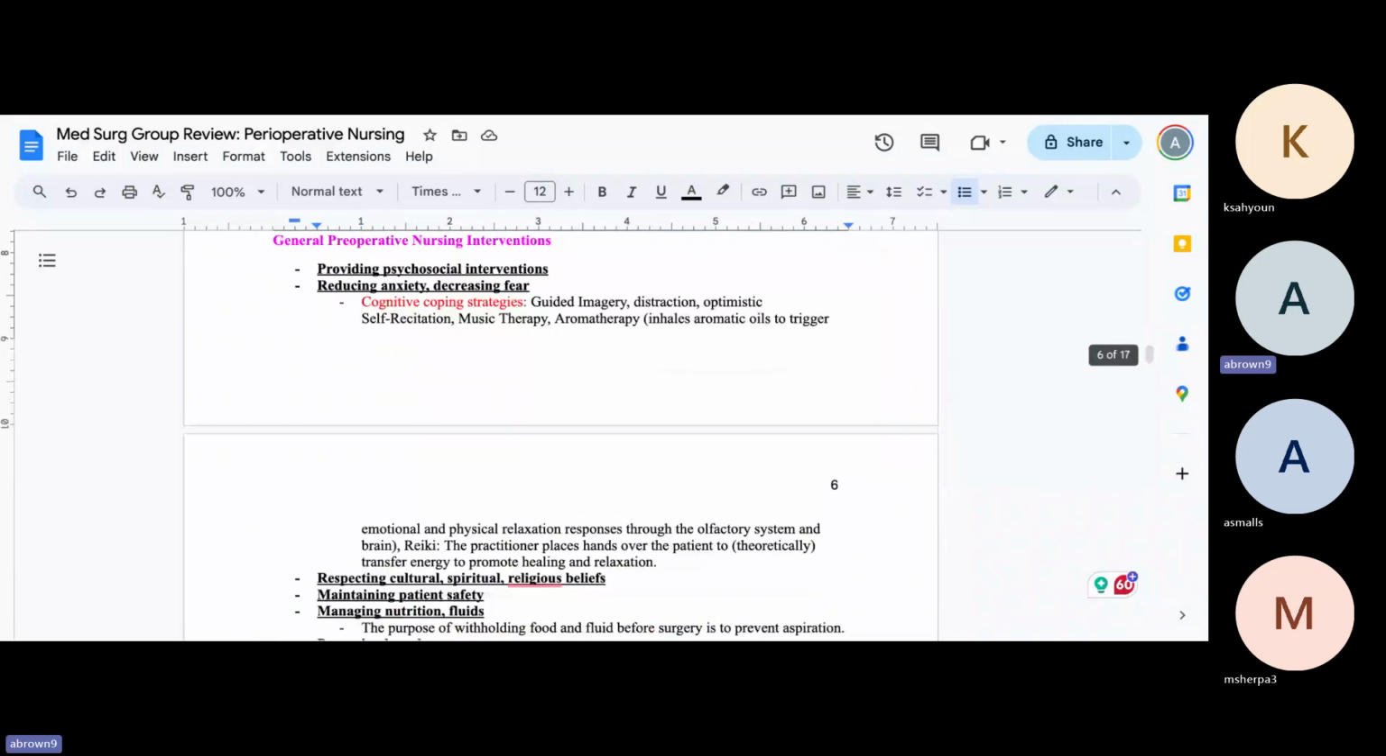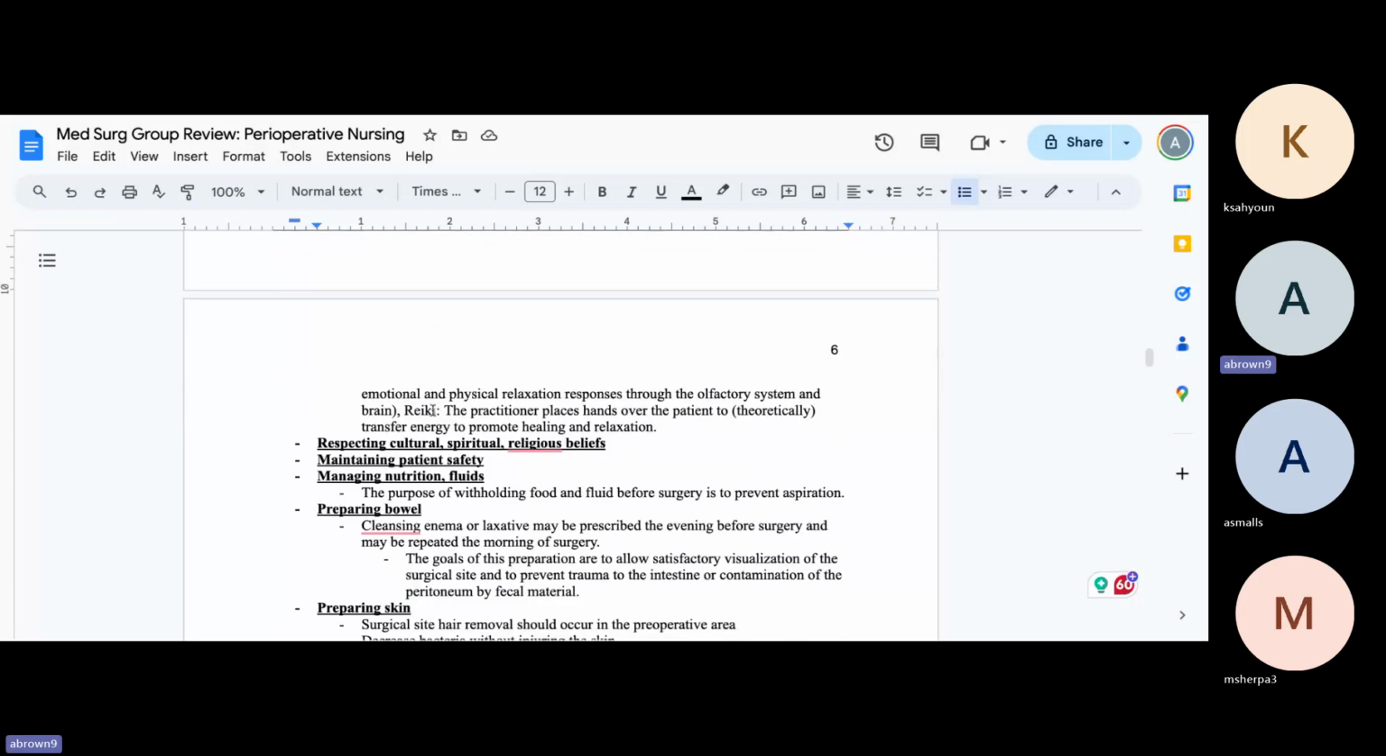Okay, so general preoperative nursing interventions. So providing psychosocial interventions, reducing anxiety, decreasing fear. So there are a couple of cognitive coping strategies. So there's guided imagery, distraction, optimistic self-recitation, music therapy, aromatherapy, which means they inhale aromatic oils to trigger emotional and physical relaxation responses through the olfactory system, which means the nose and brain.